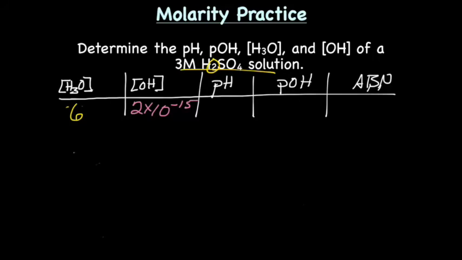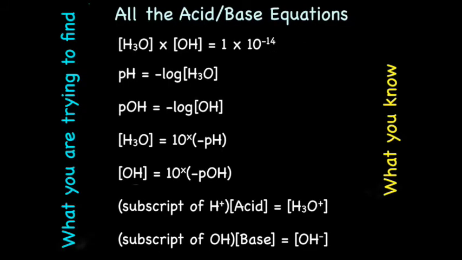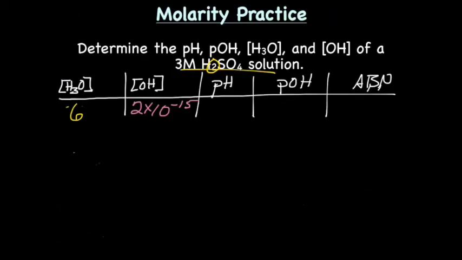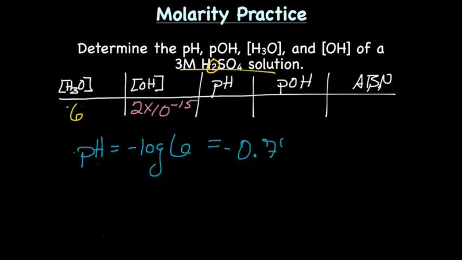All right, so now we know the concentration of H3O and the concentration of OH, and with those two pieces of information, we can figure out pH and pOH. So for pH, we'll have pH equals negative log concentration of H3O, which gives us negative 0.778 and so forth. With only 1 sig fig, we'll have negative 0.8.